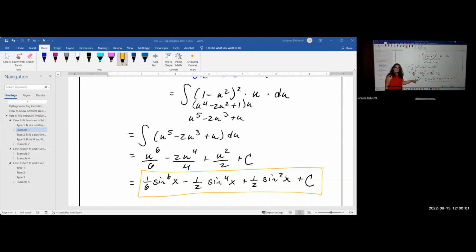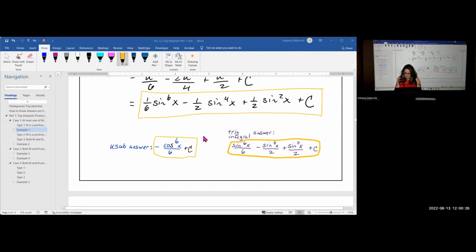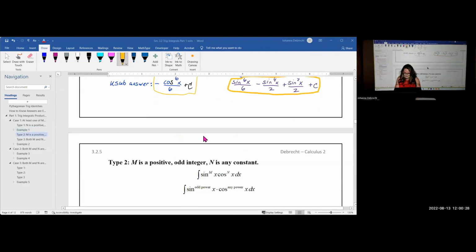And then back substitute that u is sine of x. So you get 1/6 sine to the 6th of x minus 1/2 sine to the 4th of x plus 1/2 sine squared of x plus the constant because it was an indefinite integral. We're getting an antiderivative function. Hopefully this makes sense to you. I did provide answers inside of the notes if you have a copy of my notes, so you can check it down here. All right.